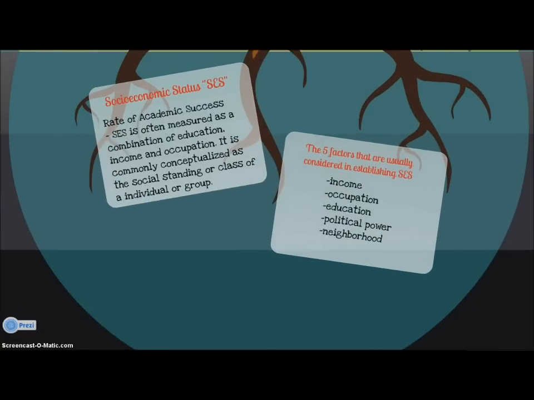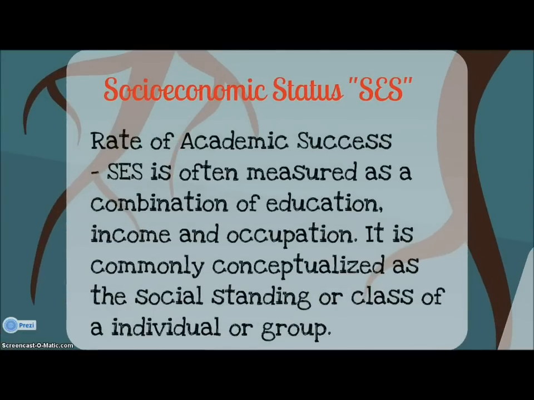What is socioeconomic status? Socioeconomic status is the rate of academic success. SES is often measured as the combination of education, income, and occupation. It is commonly conceptualized as the social standing or class of an individual or group.